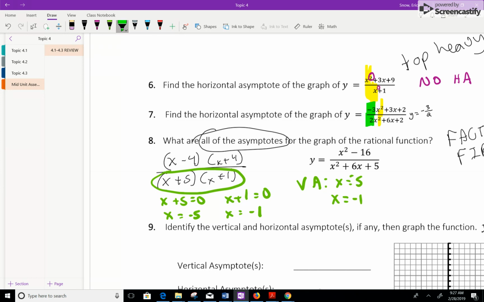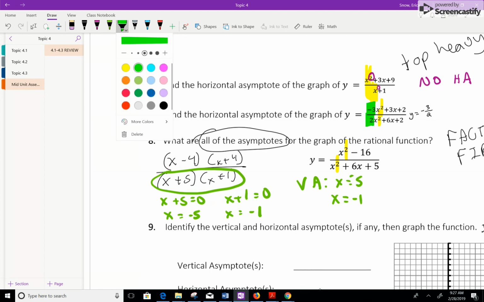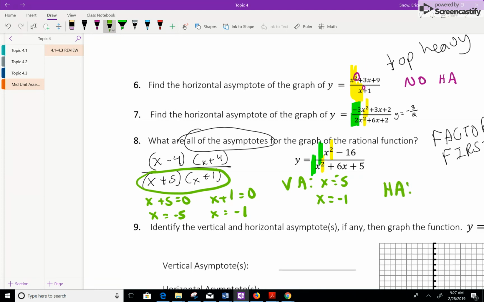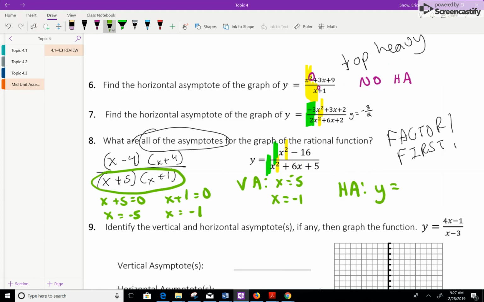Then we go back to our original function, and we can look, they are both squared. So we're going with our coefficients that are out front, which, since there's nothing written there, we can just assume they're 1. So we're going to have a horizontal asymptote at y equals 1.